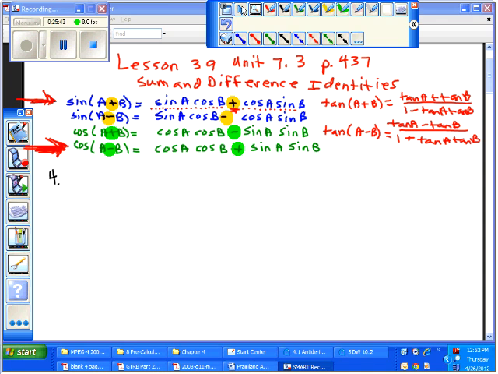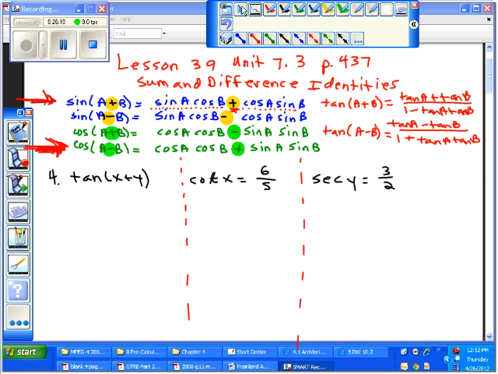Number 4, we have tangent of x plus y if cotangent x is 6/5 and secant y is 3 over 2. And again, we're going to think of these as totally separate entities.